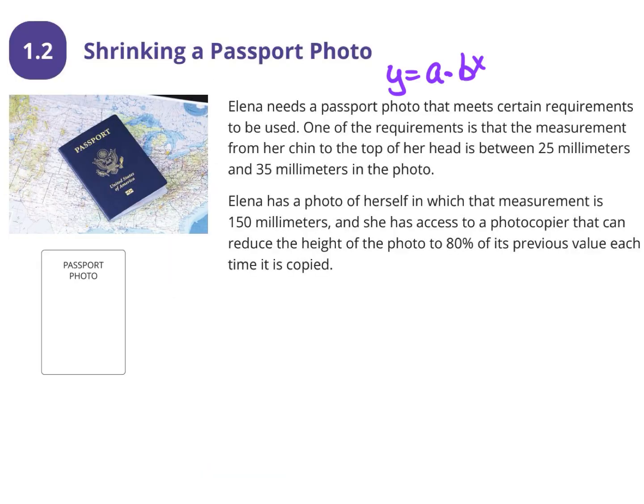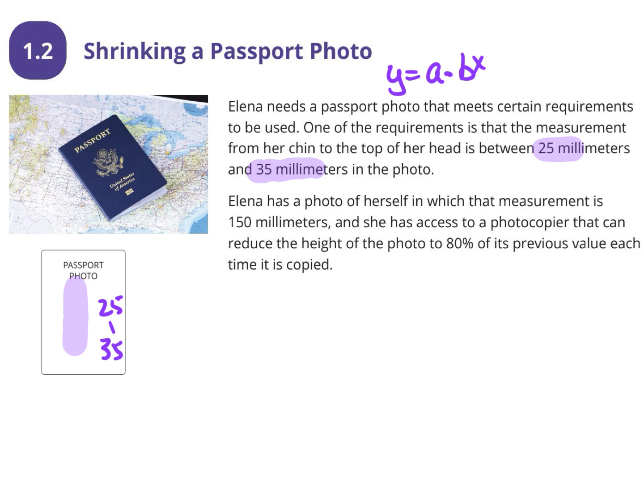Okay, let's look at problem 2. Ella needs a passport photo that meets certain requirements. One of the requirements is that the measurement from her chin to the top of her head is between 25 and 35 millimeters in the photo. So we have two numbers, and we ask ourselves, are these numbers important? 25 and 35, what are they? If we have a passport photo, this distance from your chin to the top of your head needs to be between 25 and 35 millimeters.